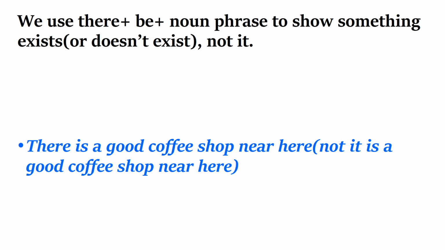We use there, be, noun phrase to show something exists or doesn't exist, not it. Example: there is a good coffee shop near here. Not: it is a good coffee shop near here.